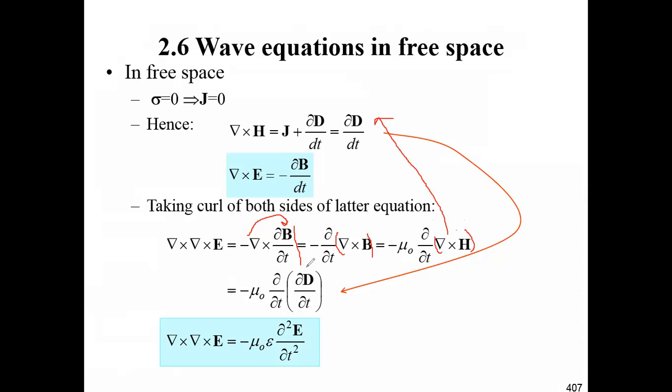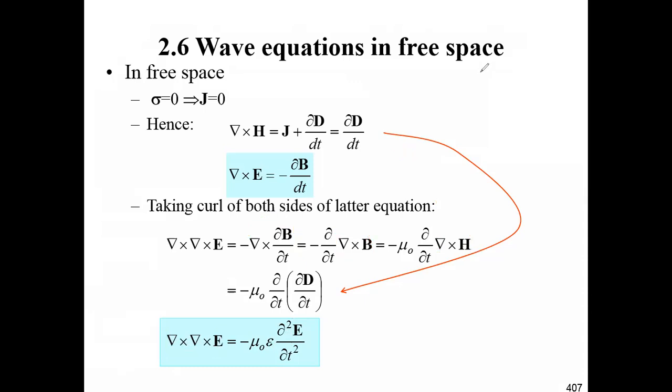So del by del T, it will become del square, and D is nothing but epsilon times E. Minus mu naught epsilon del square E upon del T square, right? On this side we have still not replaced, just in the next step. This side it is still del cross E, curl of vector, right?